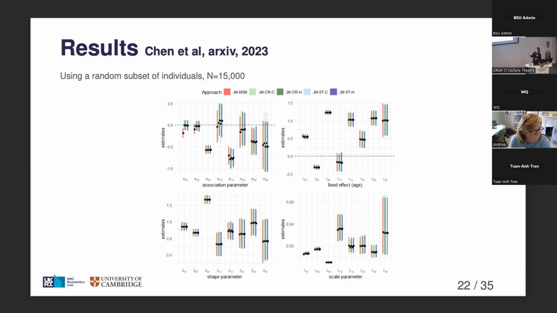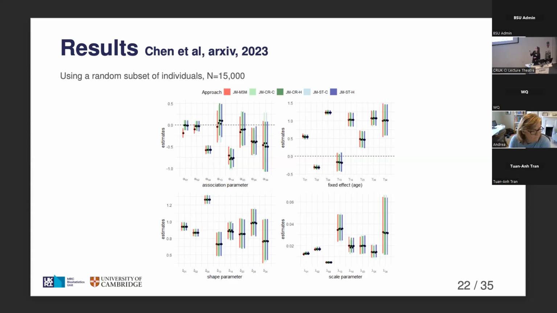The thing to focus on is the graph on the left, which shows the association parameters characterizing the association between blood pressure and the different transitions. We can see there are some differences here between the full joint model, in red, the competing risks model, in green, and the single transition model, in blue.